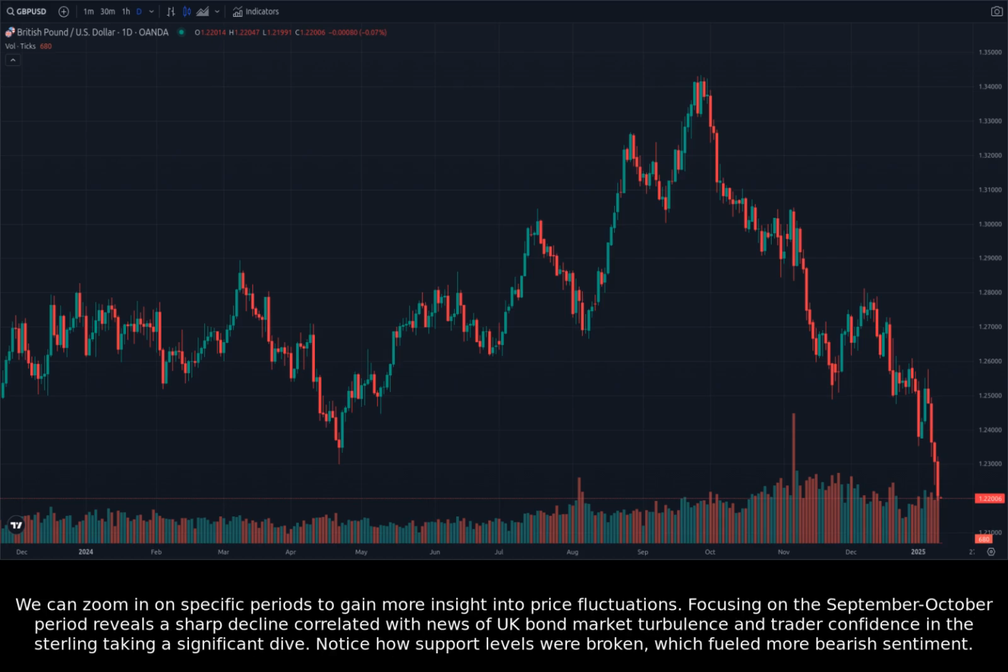We can zoom in on specific periods to gain more insight into price fluctuations. Focusing on the September-October period reveals a sharp decline correlated with news of UK bond market turbulence and trader confidence in the sterling taking a significant dive. Notice how support levels were broken, which fueled more bearish sentiment.